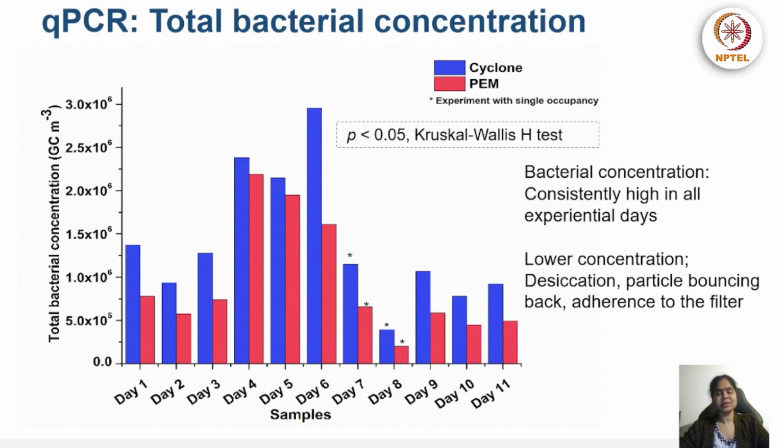Another thing to notice here is that what type of filter we are using is also important. This is what I mentioned in my earlier slides also. With some filters, we are collecting particles on the filters. So when we do the DNA extraction, it's really important that we recover all the particles from the filter paper. If the filter is not desiccated properly, or if some particles stick to the filter, we might lose the particles, and we might underrepresent the results. This could be one of the reasons. But so far, the cyclone sampler works very well for quantification compared to PEM.